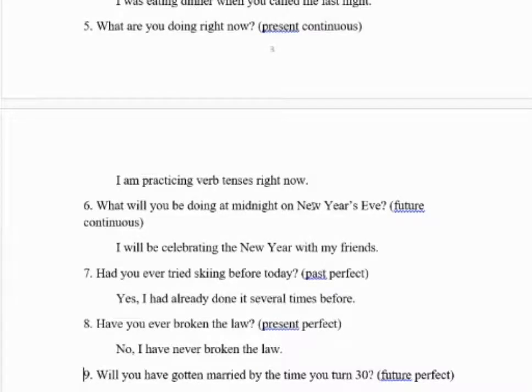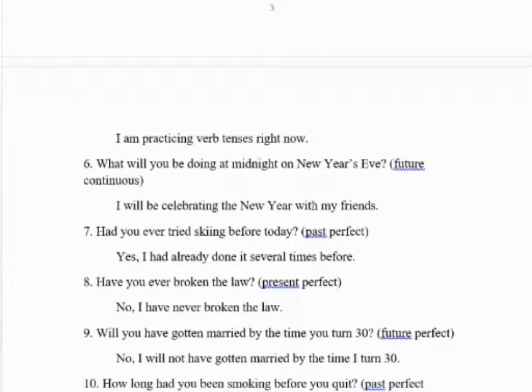Number 6, what will you be doing at midnight on New Year's Eve? Use future continuous. The answer, I will be celebrating the new year with my friends. Well, this time because I'm using will, the subject does not change anything in the sentence. So she will be celebrating, he will be, they will be celebrating, the same. The same rule goes with everybody.